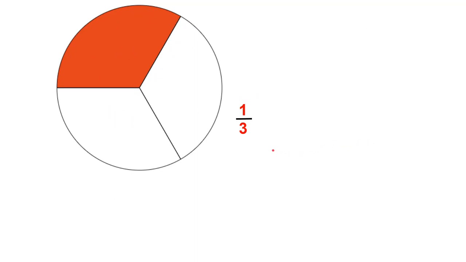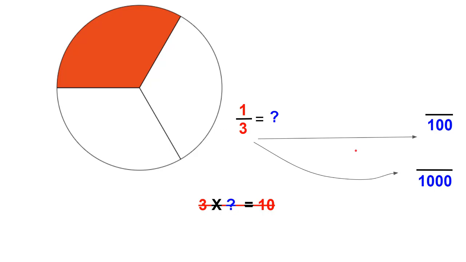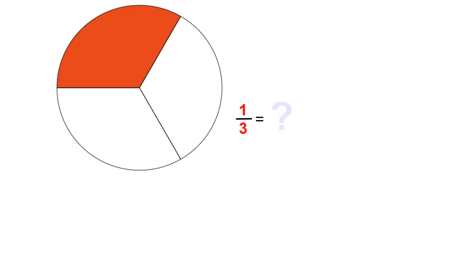Let's see how we deal with 1/3, 1 over 3. Well, 10 cannot be divided by 3. And 100 cannot be divided by 3. Nor can 1,000. So what do we do? You remember at the beginning of the lesson, I told you that I'm going to teach you a second technique, which works in every case. So let's see how we do it.